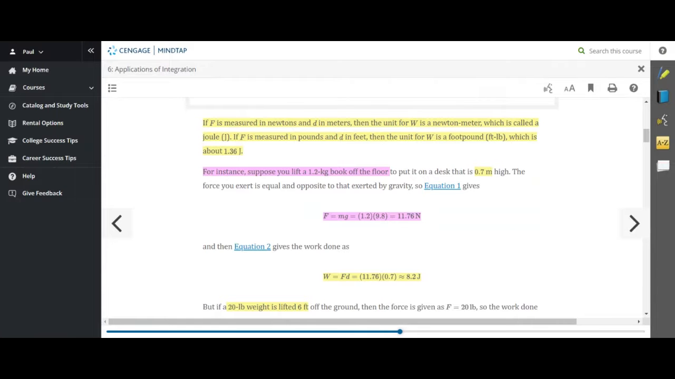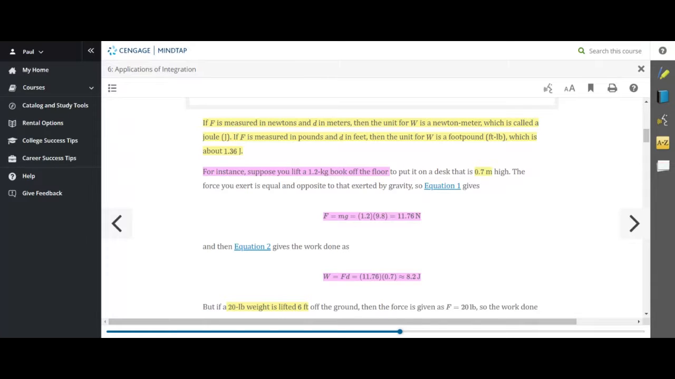If you lift a 1.2 kilogram book off the floor to put it on a desk that is 0.7 meters high, the force you exert is going to be 1.2 times 9.8, that's 11.76 newtons. Then the work that you would do would be equal to the force times the distance. That force times distance is just 11.76 newtons times 0.7 meters. That gets you 8.2 joules.